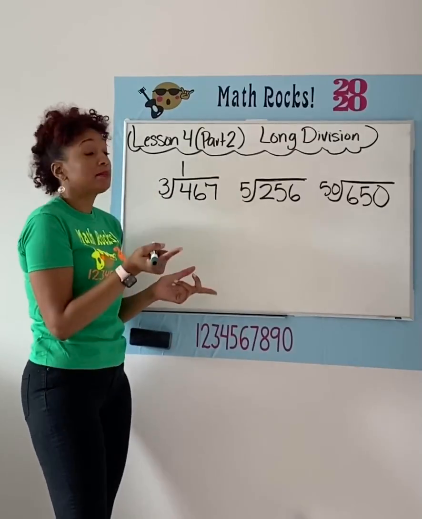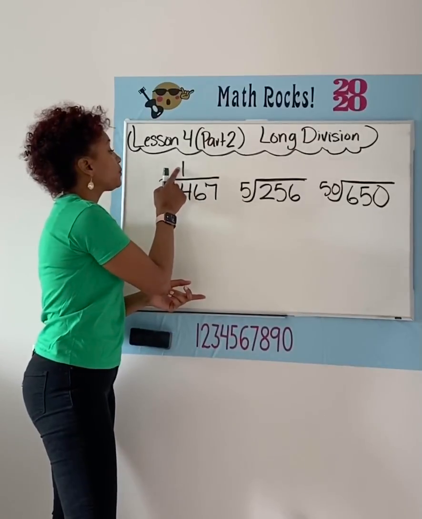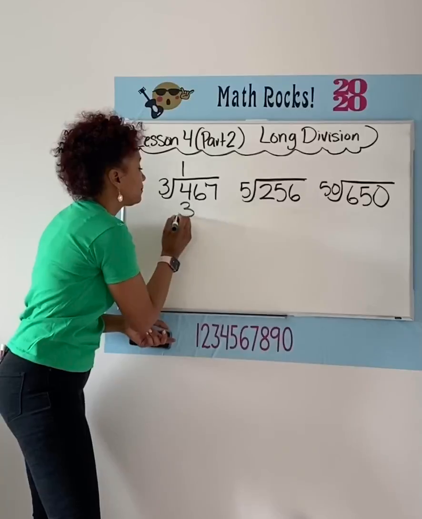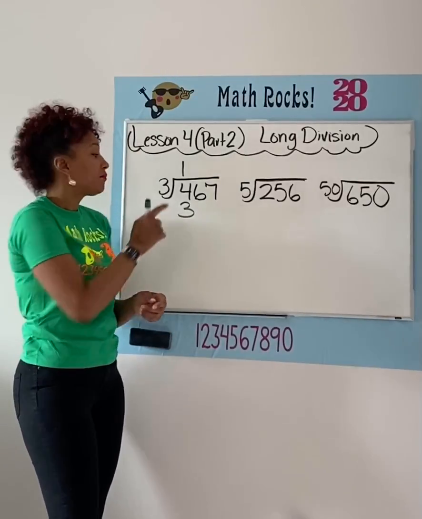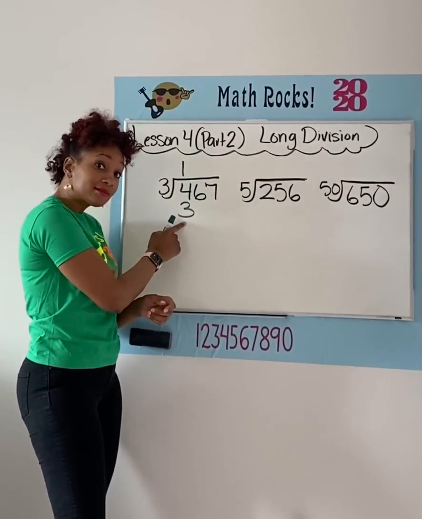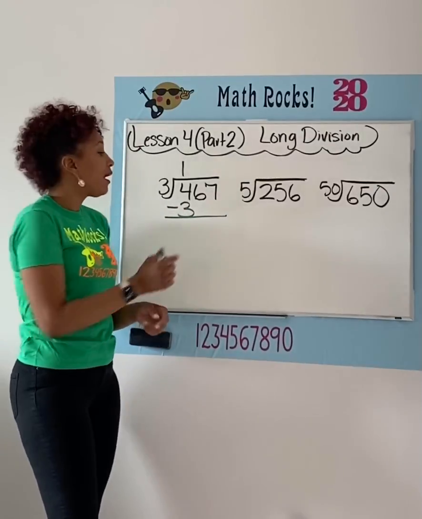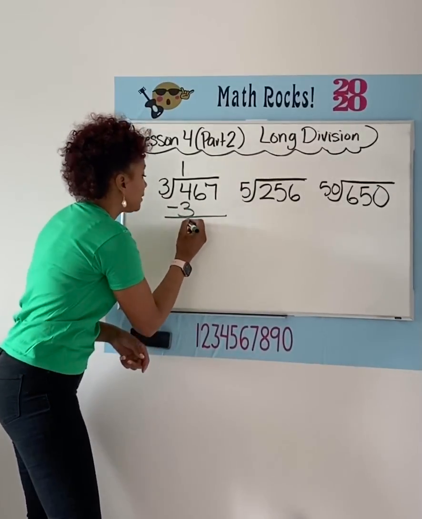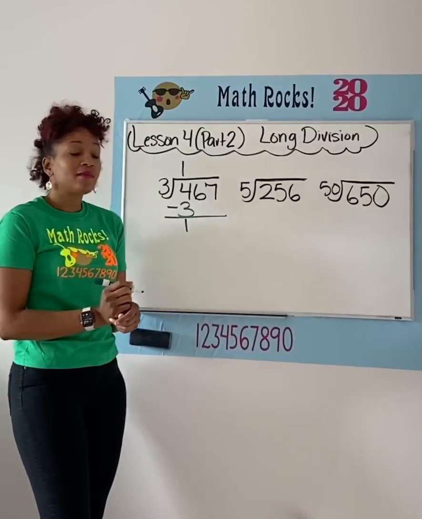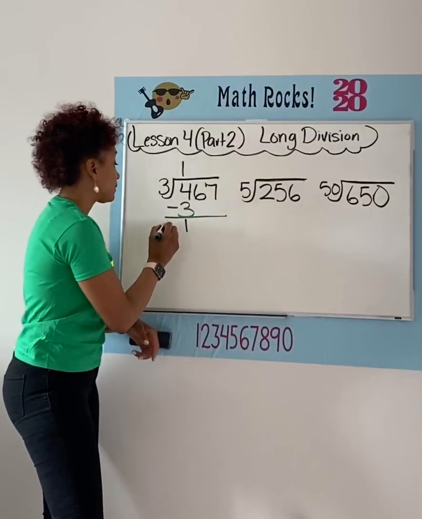Then I'm going to multiply. 3 times 1 is 3. And then I'm going to subtract. 4 minus 3 is 1. Then I'm going to repeat the whole process over.